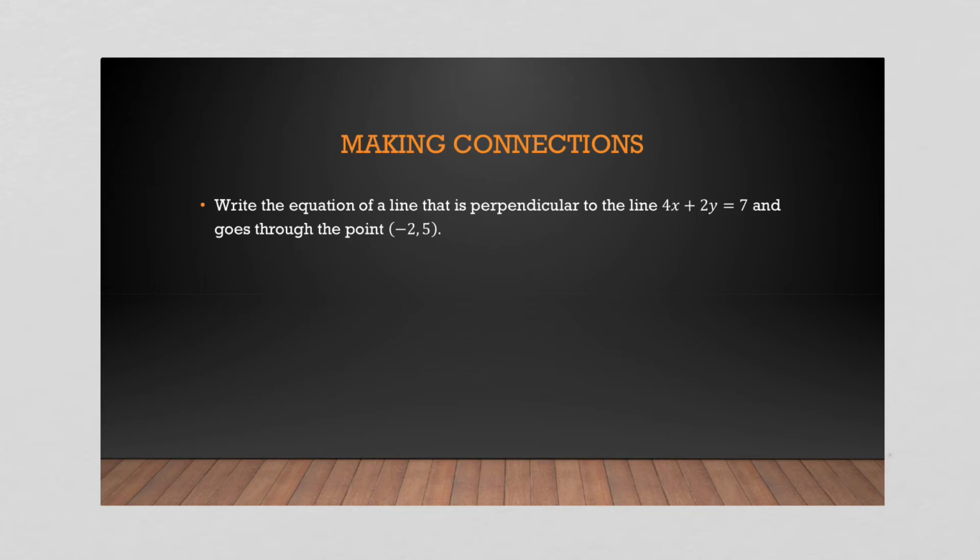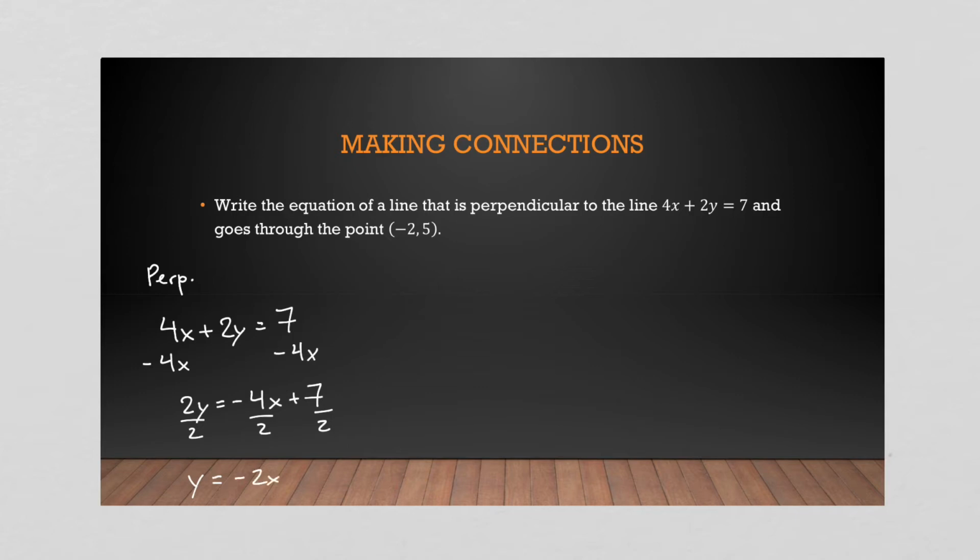Write the equation of a line perpendicular. So this time we're going perpendicular. So again, we need the slope of this line. So we will subtract 4x from both sides. We get 2y equals -4x plus 7. And then divide by 2, divide by 2, divide by 2. Y equals -2x plus 7 over 2. So in this case, again, this is important, but since it's perpendicular, my slope is going to be positive 1/2 because it's -2 in the other line.